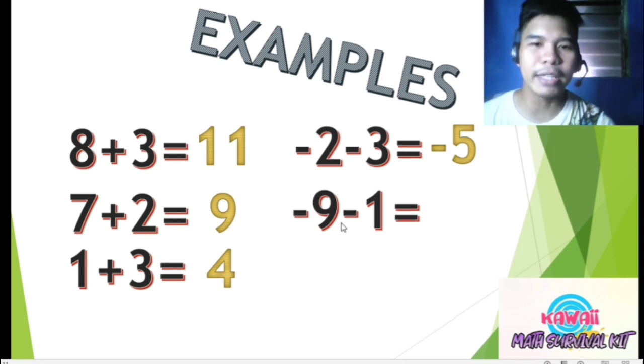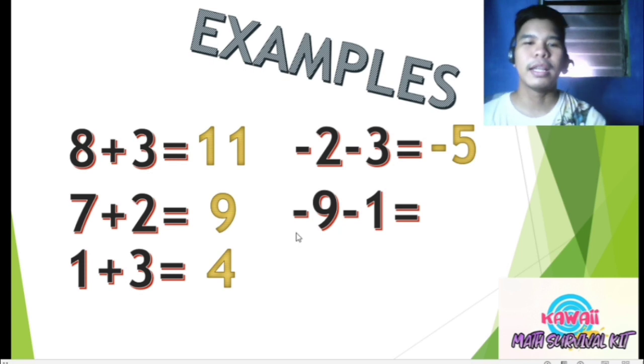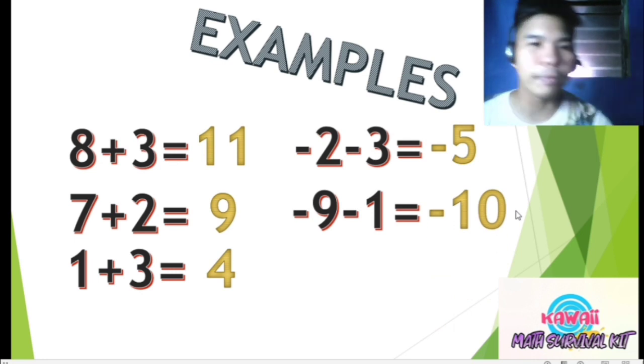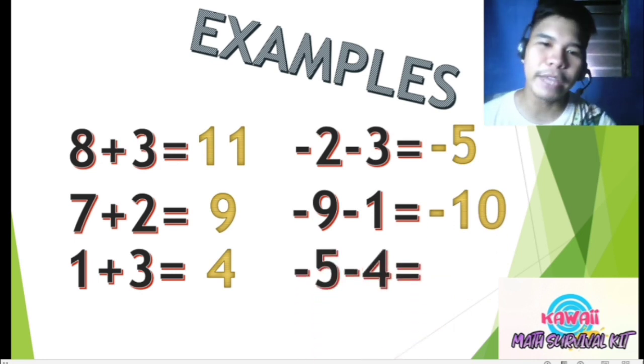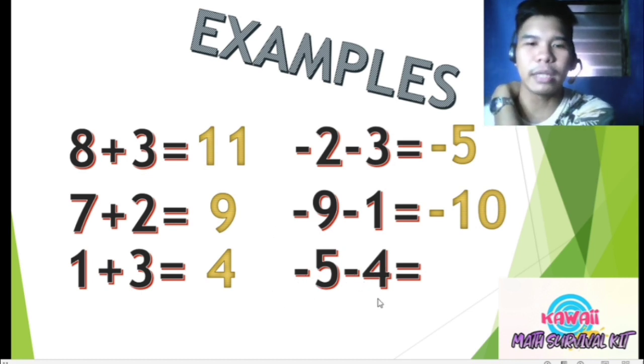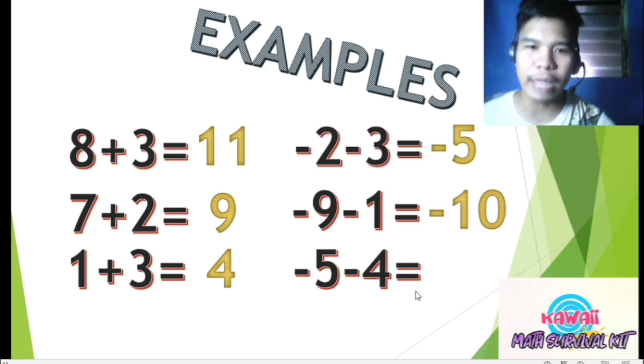Another, if we have negative 9 minus 1, we have here like signs, they are both negative, so all you have to do is to add the two numbers, 9 plus 1, which is equal to 10, and then you copy their common sign. So our answer is equal to negative 10. Next, if we have negative 5 minus 4, again, these two numbers are both negative, so we just have to add them. So 5 plus 4 is equal to 9, and then you copy their common sign, which is negative. So your answer is negative 9.